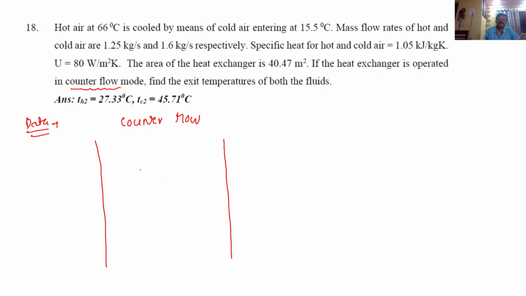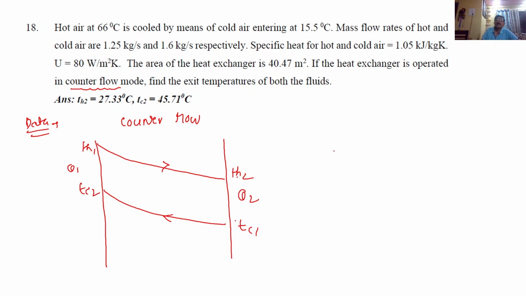So draw the temperature profile for counter flow. This is for the hot fluid, and from the opposite side the cold fluid is entering. So this is the temperature profile for counter flow. The difference between these two is called theta1, and the difference between these two is called theta2. Now I will make two columns. One is the hot fluid column and the other is the cold fluid column.